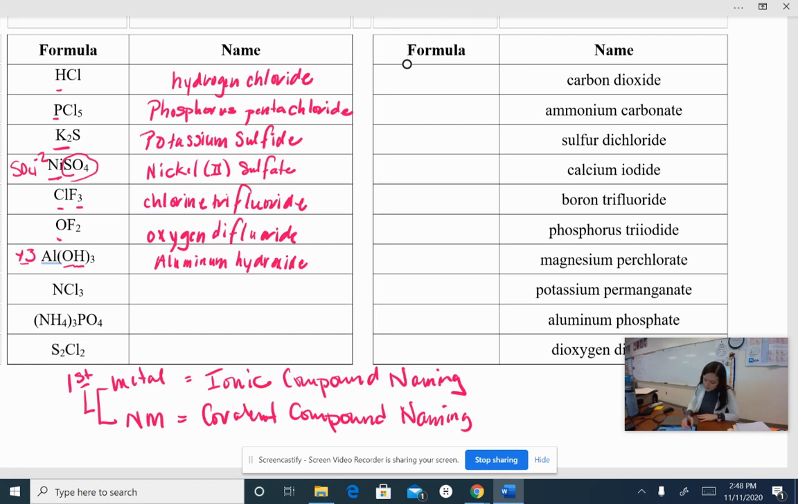Aluminum hydroxide. All right, nitrogen is a nonmetal, so we're going to use our covalent naming rules. So nitrogen trichloride.